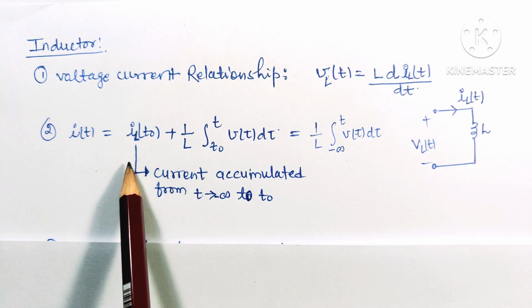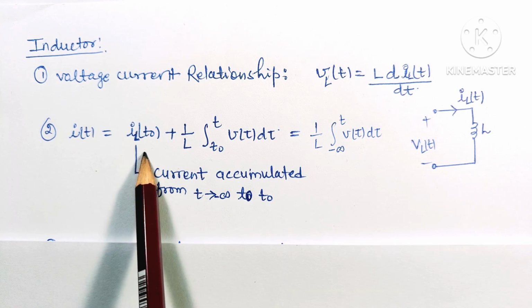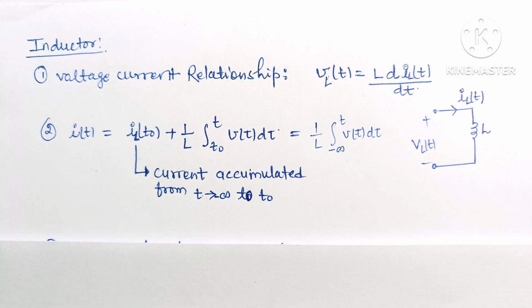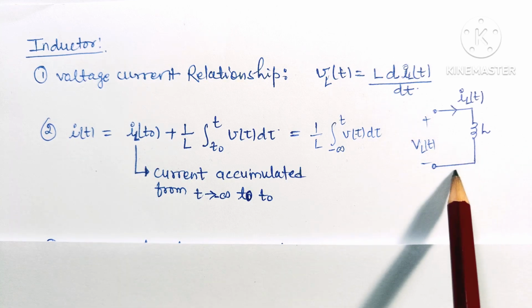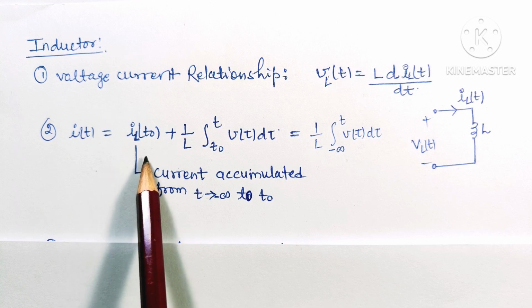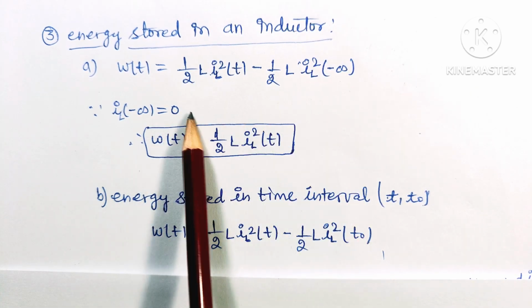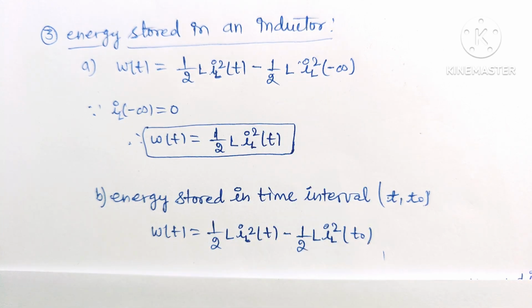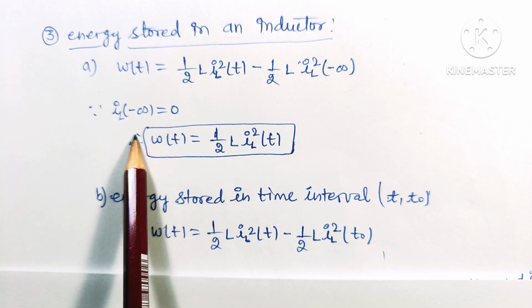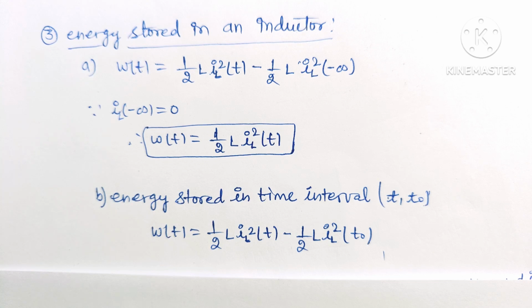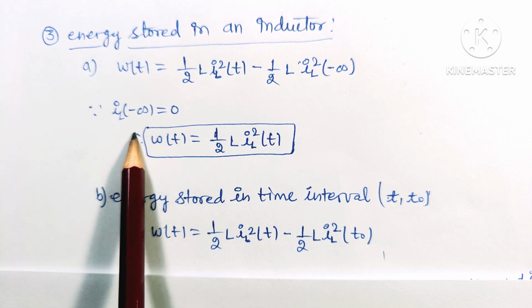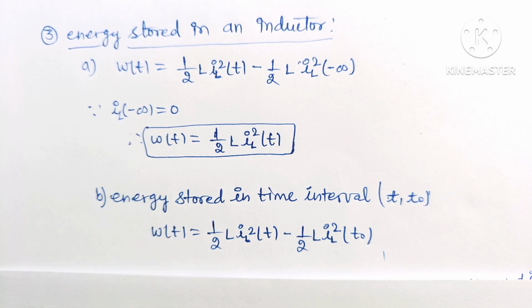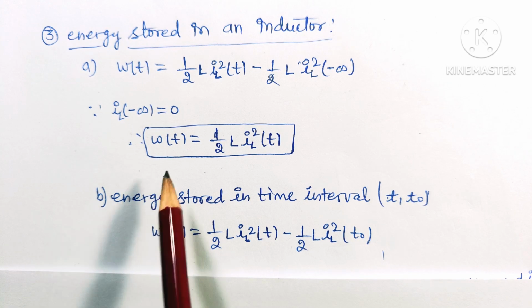We can see that here current is accumulated from minus infinity to t0 in the circuit, and that current is I_L(t0). So we can say that the inductor is also a memory element, since it is accumulating current. Energy stored in the inductor can be written as W(t) is equal to 1 by 2 L I_L square(t) minus 1 by 2 L I_L square at time minus infinity. If we assume that there is no current accumulation in the inductor at t equal to minus infinity, meaning the inductor was initially uncharged, then I_L(minus infinity) equals 0. So the energy stored in the inductor can be written by this formula.